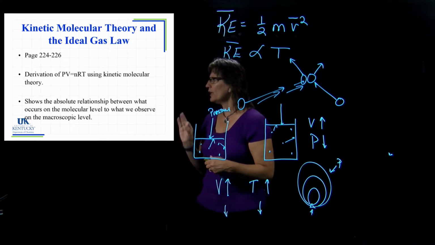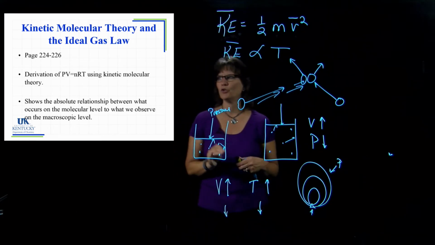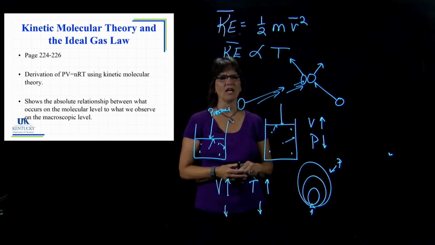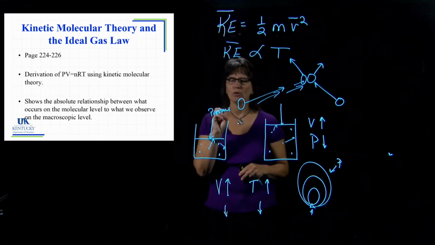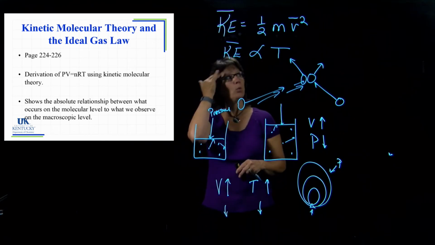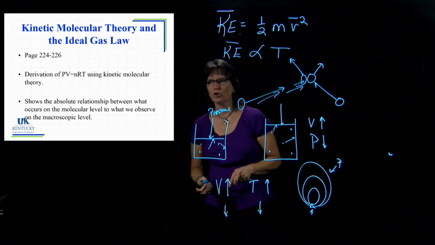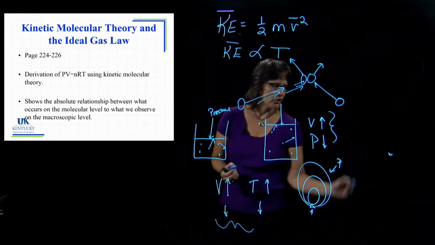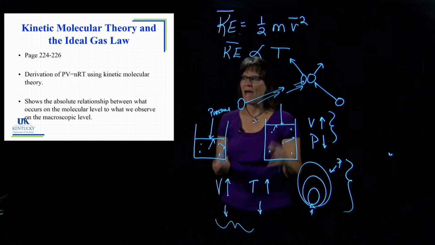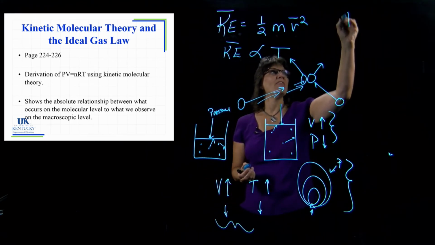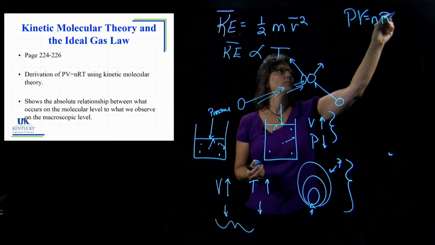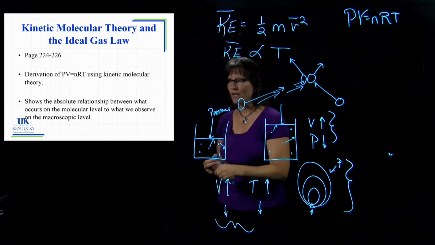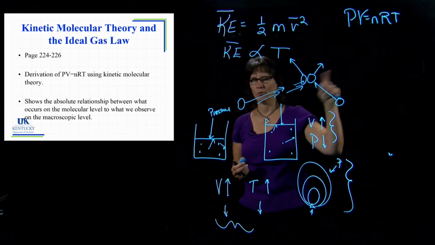On pages 224 to 226 there is a derivation of PV equals nRT, starting with kinetic molecular theory and building it. Where did we get PV equals nRT? We took all of our laws. We took Boyle's law, Charles's law, and Avogadro's law, mathematically combined them together, and that gave us PV equals nRT. The derivation in the book takes the statement of the kinetic molecular theory and gets you to PV equals nRT.